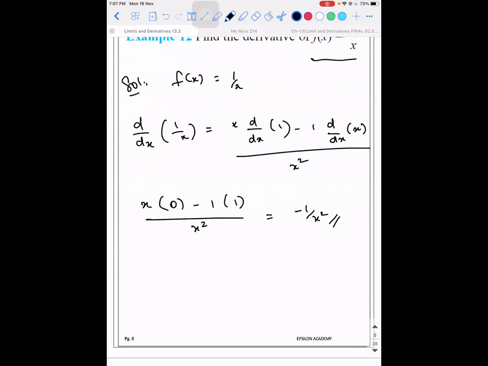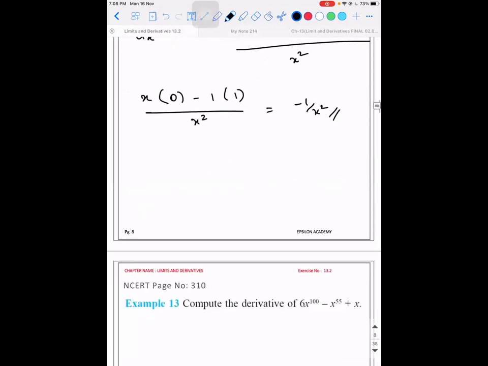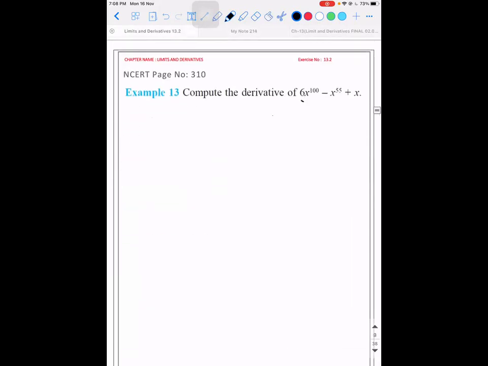So this is also like a formula. You can remember it going forward: the derivative of 1 by x will be minus 1 by x square. This also can be added to the formula list. Derivative of 1 by x is minus 1 by x square. You guys do this.